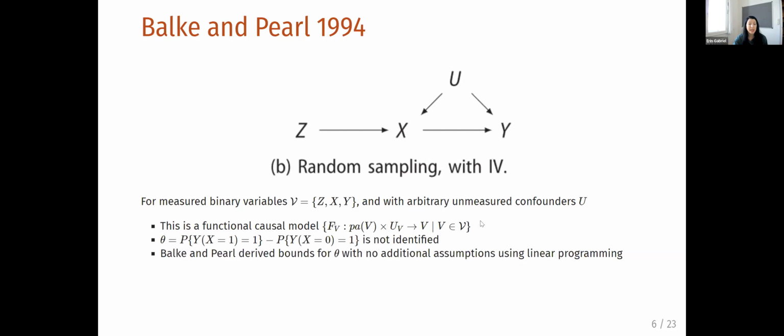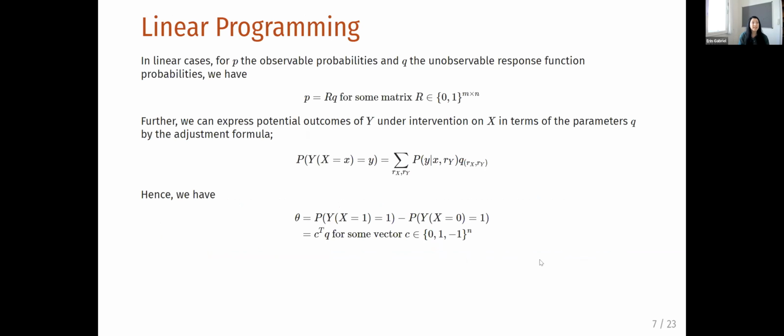So you measure these variables, but all you assume is that they have this DAG, and thus they have these encoded non-parametric structural equations. And then we're interested in, and sorry, I'm using theta again here, this risk difference between the probability of y under treatment and the probability of y under control, the difference between those. And this is not identified in this IV setting without additional parametric assumptions at the population level. So Balke and Pearl derived bounds for theta with no additional assumptions using linear programming. So what does that really mean?